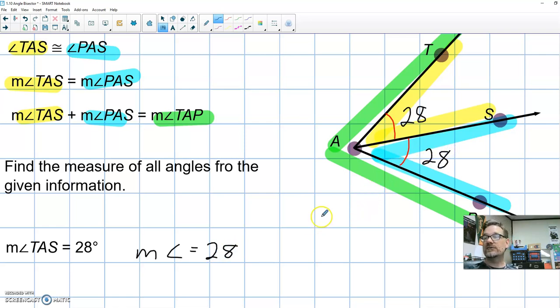So have we found all the angles? No, we still need to find the measure of angle TAP, the green angle. To find that one, we're going to do TAS, 28, plus the measure of angle PAS, another 28, and that will equal measure of angle TAP. So 28 plus 28 is 56. Now I have found the measure of all the angles, so I am done.